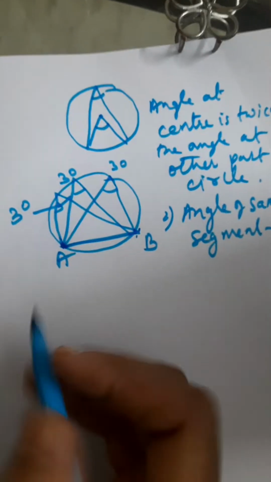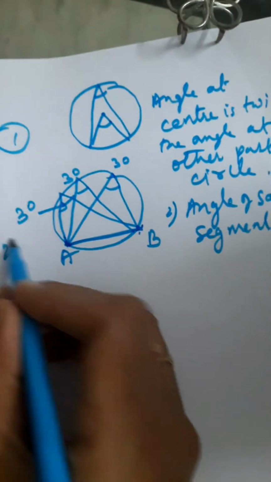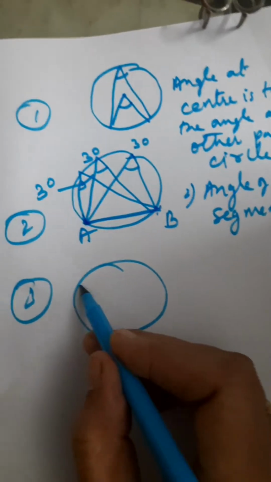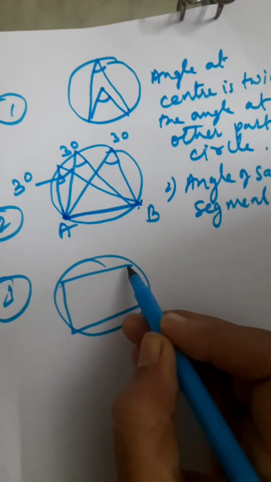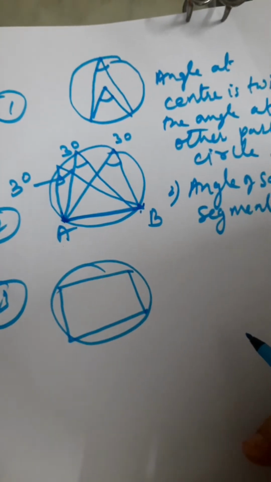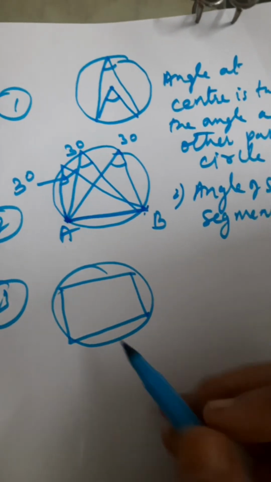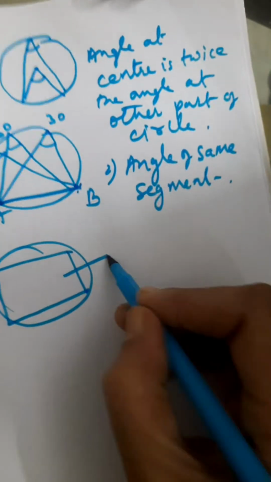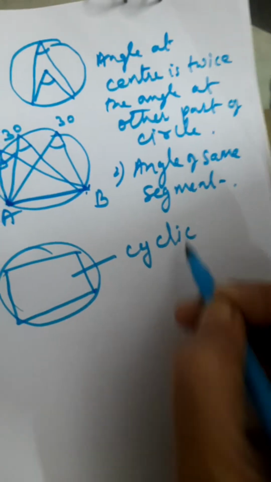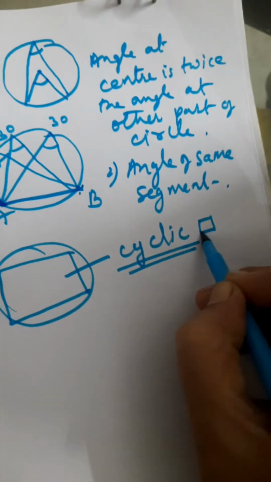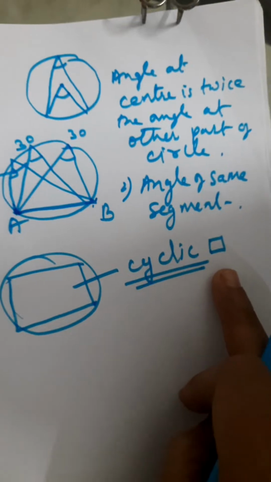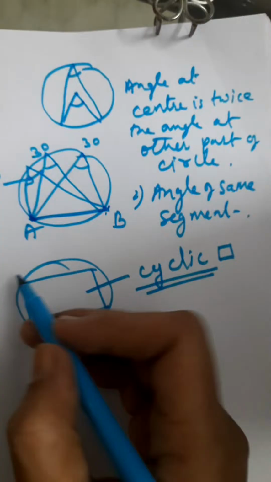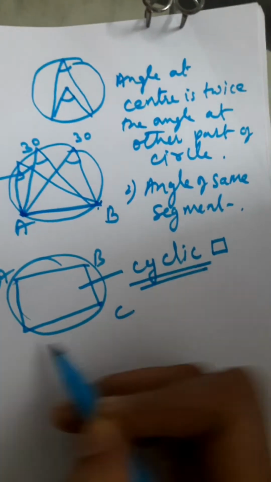Now next, third property: if in a circle there is a quadrilateral. Quadrilateral is a closed figure made of 4 line segments. If there is a quadrilateral in the circle, we call it a cyclic quadrilateral. Cyclic means inside the circle, and this is the symbol of quadrilateral. Instead of writing the complete spelling, you can use the quadrilateral symbol. In a cyclic quadrilateral, opposite angles are supplementary.